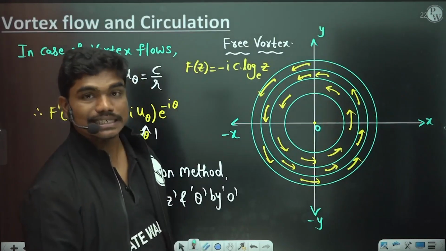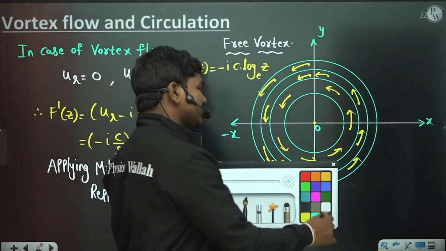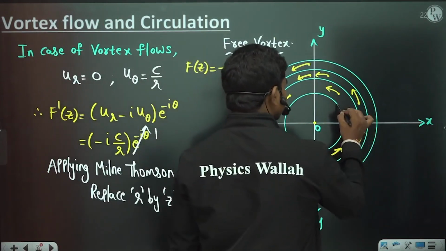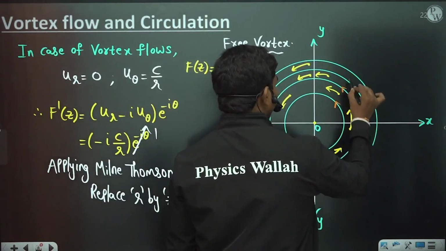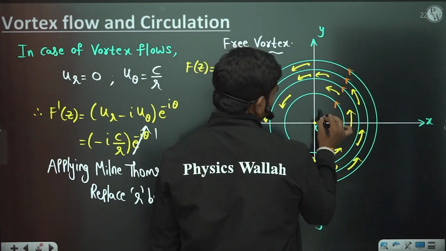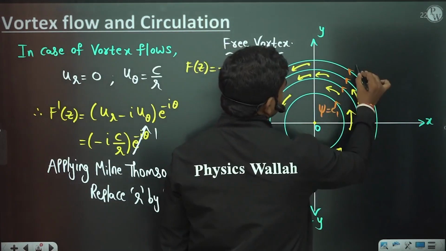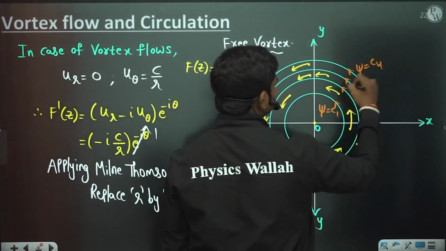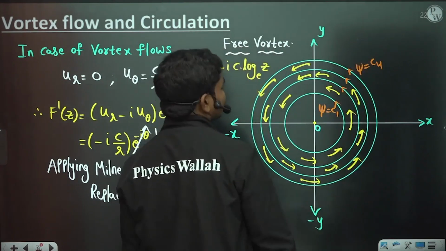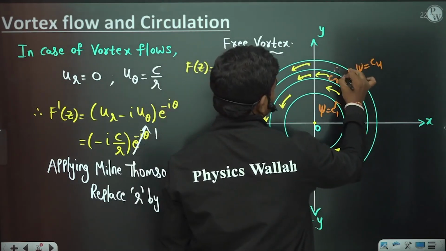Actually they are the streamlines of this particular case. So streamlines are actually circles here. For example, if anti-clockwise is what you have taken, then psi is equal to c1, psi is equal to c4, similarly psi equal to c2, c3, c4, all these things. So this is c2, c3, all these things.